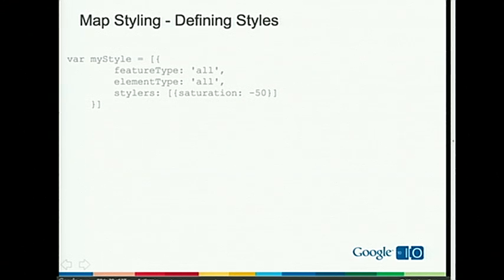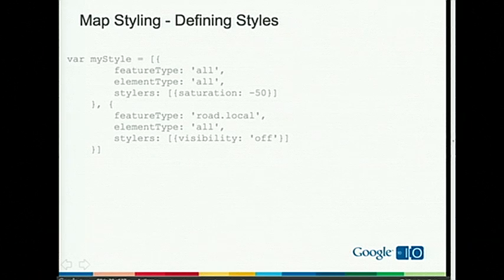So that's what we did when we were manipulating just the geometry of the parks, but we didn't want to change the color of the labels. And then a stylers parameter, which determines the particular things that you want to do to the element. So for example, this is reducing the saturation by 50%. So let's have a look at some of the other examples we can do. So this is taking just the local roads and turning the visibility off.